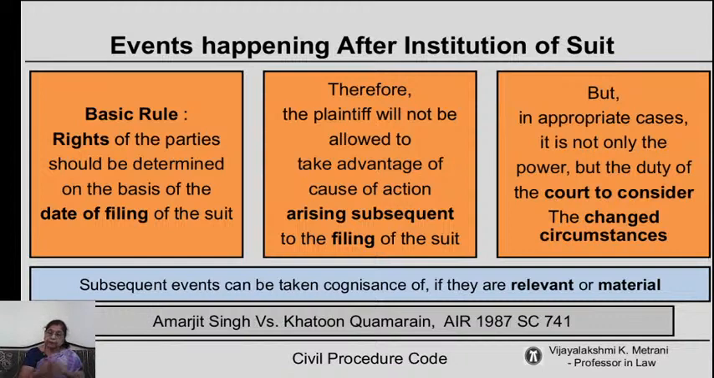But there are some things which you may not be asking as an amendment also, but it is a duty of the court to consider. So in appropriate cases, it is not only the power but the duty of the court to consider the changed circumstances. This was given as an order in one case, that is Amarjit Singh versus Khatun Komarine. Just for a reference, in All India Reporter 1987, I am referring to this case, wherein the court said that subsequent events can be taken cognizance of if they are relevant or material.